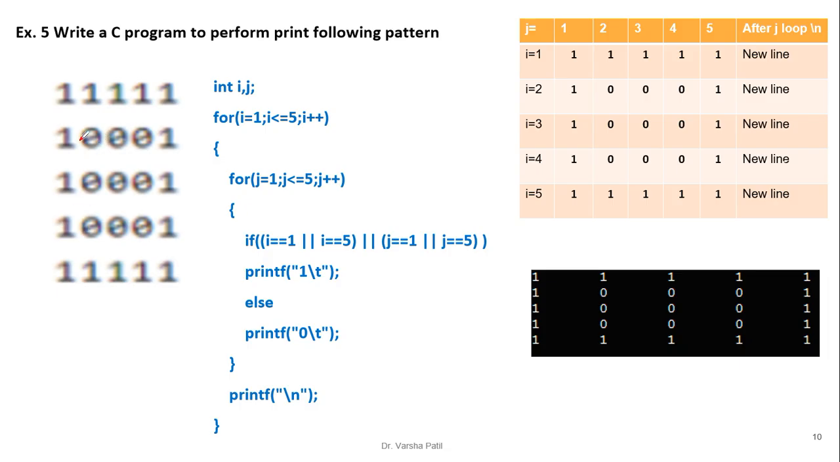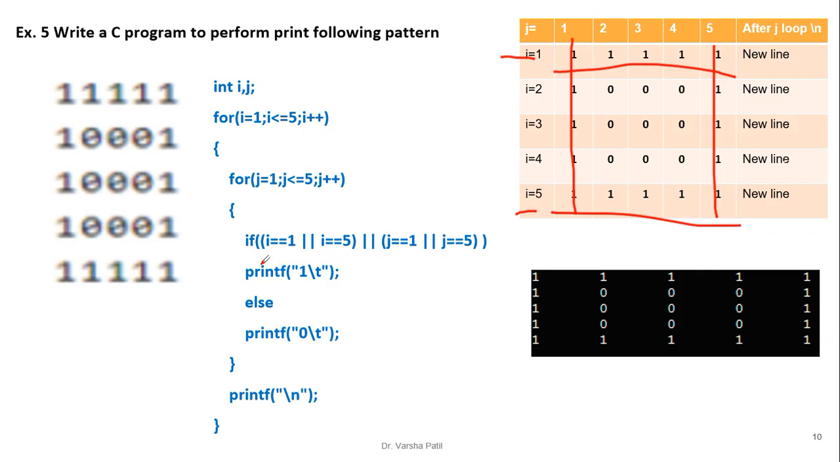Now see this program. Before I explain, you just try to understand. When you plot such a type, it is very easy. Now you can see that when j is 1, i may be 1, 2, 3, 4, 5. When j is 5, i may be 1, 2, 3, 4, 5. You want to print 1. When i is 1, j is 1, 2, 3, 4, 5. When i is 5, j is 1, 2, 3, 4, 5.